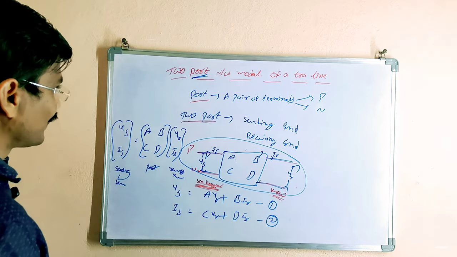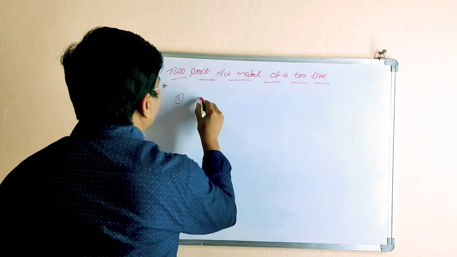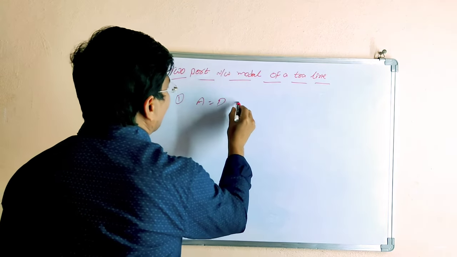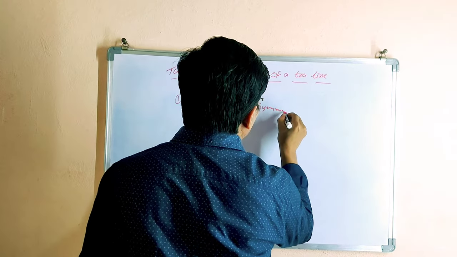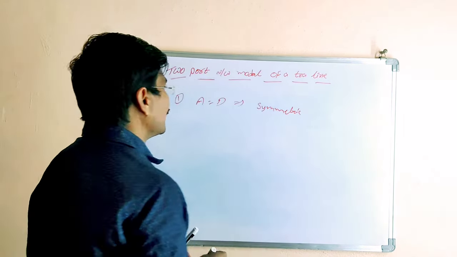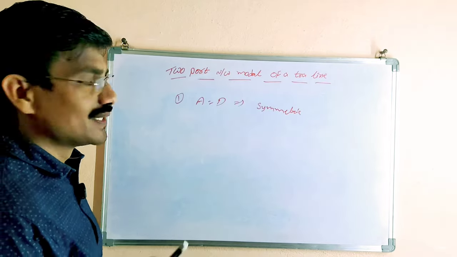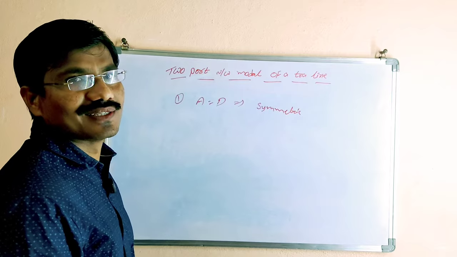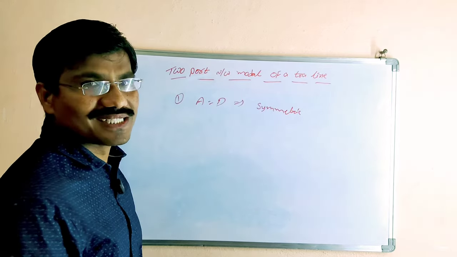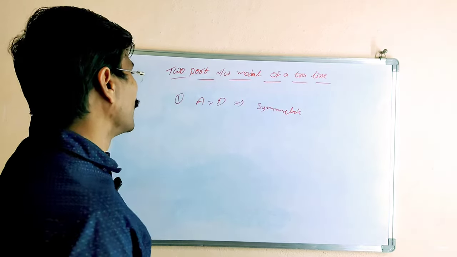Condition 1 is A equal to D. A equal to D is nothing but symmetry. In this network, A equal to D means it is represented as a symmetric network.